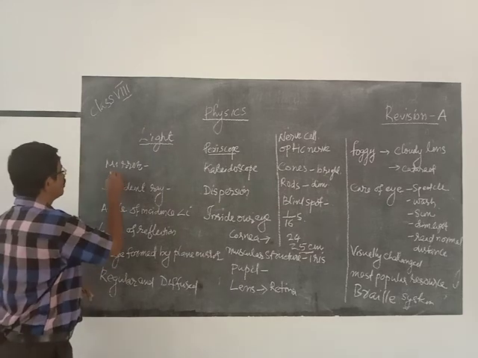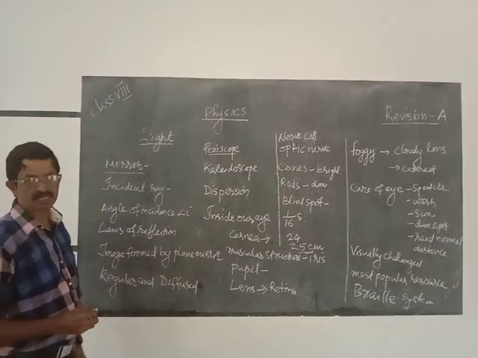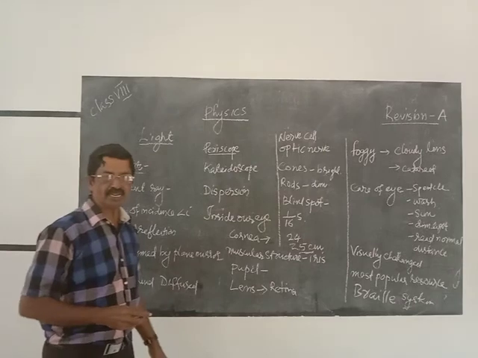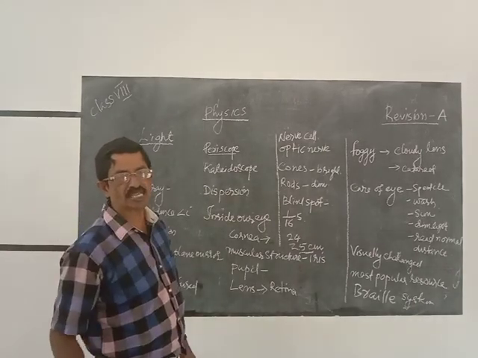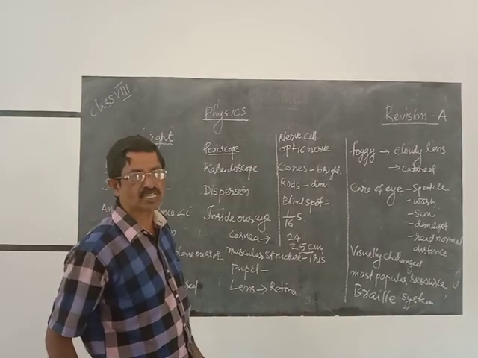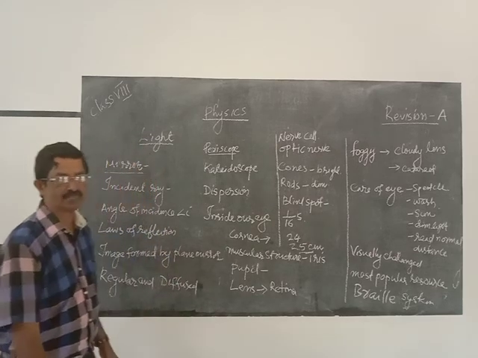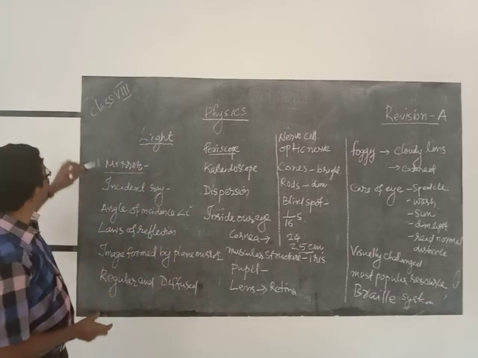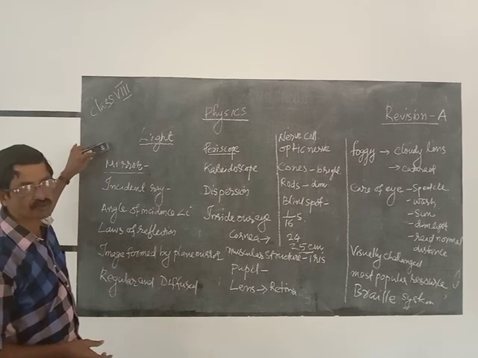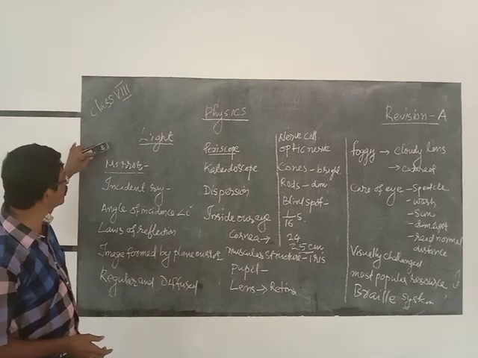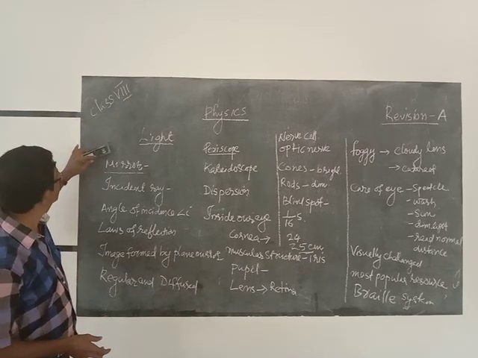What does a mirror actually do? A mirror reflects light. That means a mirror changes the direction of light that falls on it.